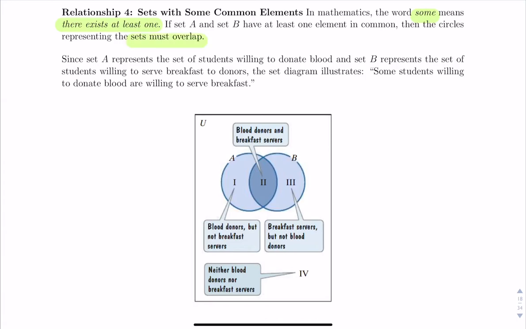And so in the diagram below, you can see the different regions and where these people would fall. So region 1 would be just our blood donors, but they don't want to serve breakfast. Region 2 would be the people who want to donate blood and serve breakfast. And region 3 would just be the breakfast servers who don't want to donate blood. And down in region number 4 would be the people who don't want to serve breakfast or donate blood.